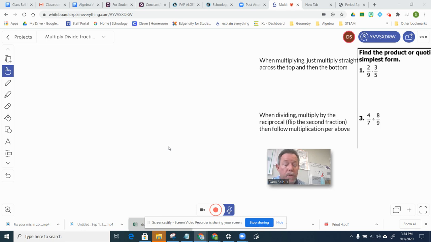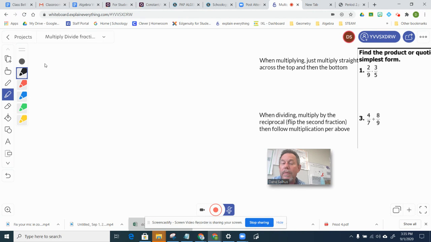Hi, today we're just going to do a quick refresher on fractions and how to multiply fractions. So I'm going to start off, you'll see I got some equations written over here to the right. So I got 2/9 times 3/5, and then finally down at the bottom I have 4/7 divided by 8/9, which is a division problem. But basically we're going to solve both of these by using multiplication.